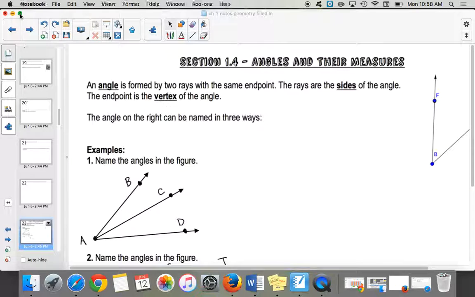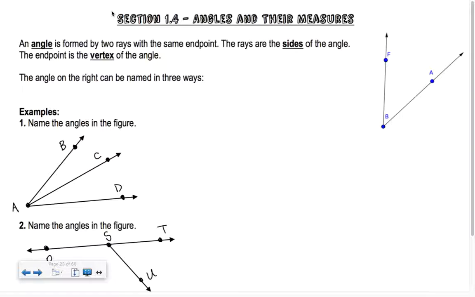Section 1.4 is on angles and their measures. So an angle is an object that's formed by two rays with the same endpoint. The rays are called the sides of the angle, and the endpoint is the vertex of the angle. I'm sure you guys know what I'm talking about here. So these are the sides. This is the vertex. Right?